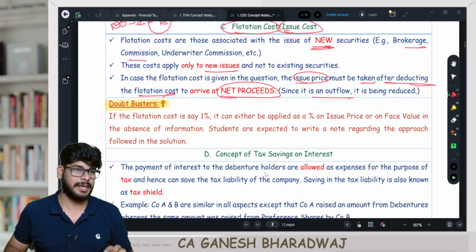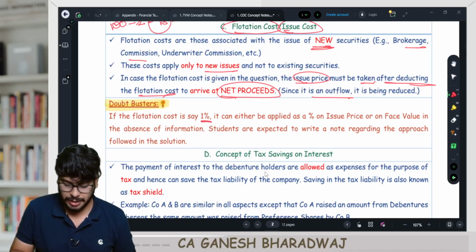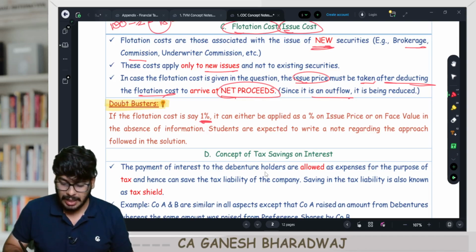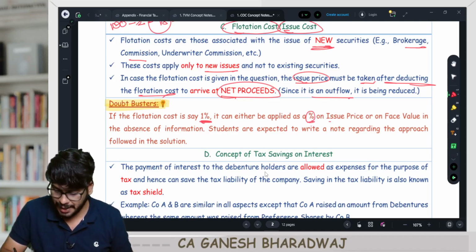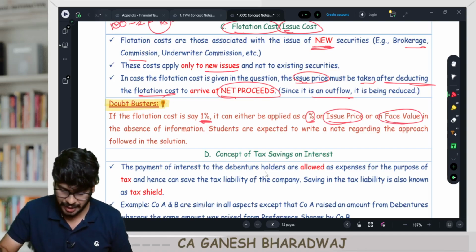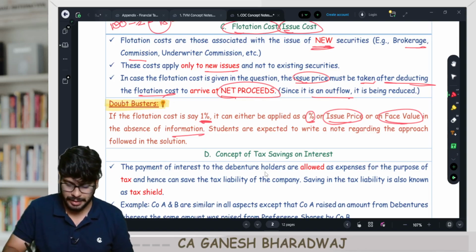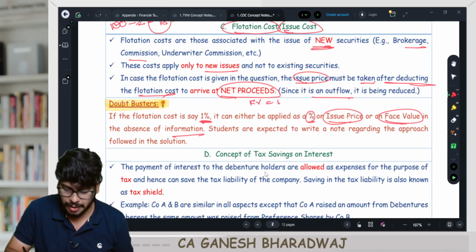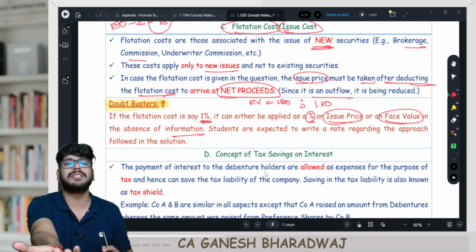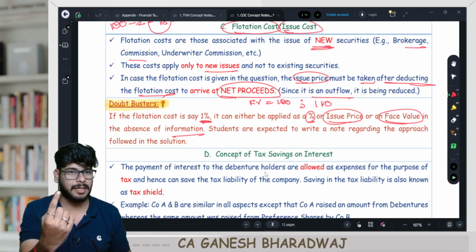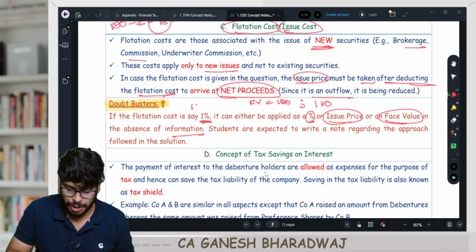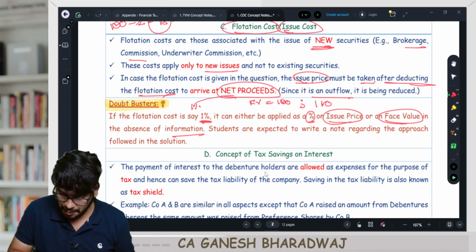Now in the question they are saying, let us say, flotation cost is 1%, and they are leaving it there. This percentage can either be applied on the issue price or on the face value in the absence of information. Clear with this? Let us say, guys, the face value of every share is 100 rupees, and the issue price was, let us say, 110 rupees. The money that I'm receiving from the public is 110, right? Now, let us say they have given that flotation cost is 1%. Will you apply this 1% on the face value, or should you apply this 1% on the issue price?